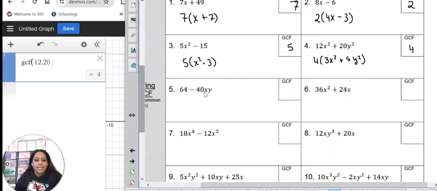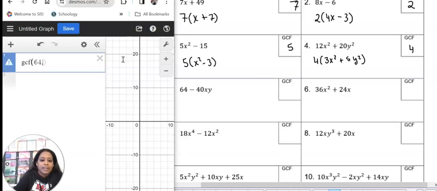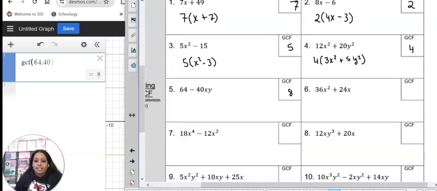For this one, I think the GCF is 8, but you know what? I'm going to check it in Desmos because I'm not too sure. 64, 40, or you can put negative 40. It is 8. Okay, fine. So the GCF is 8. That goes on the outside. So 64 divided by 8 is 8. Minus 40 divided by 8 is 5. And then you have the x, y.